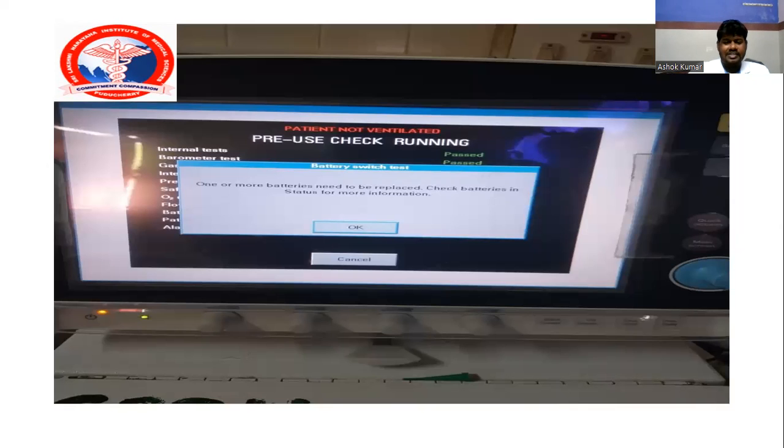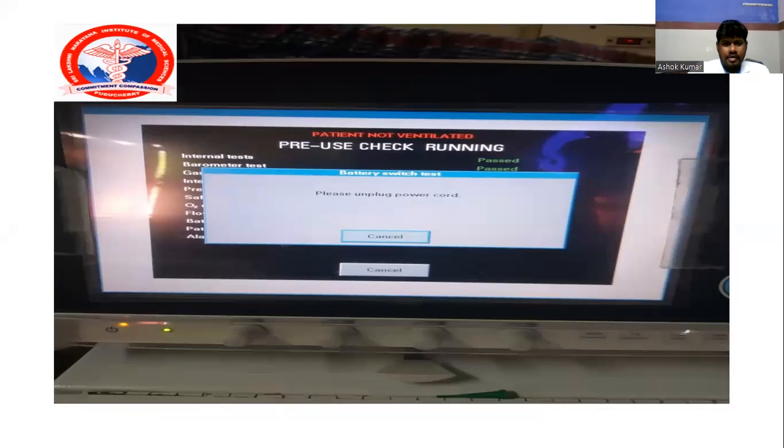In case of emergency power shut off, we have a battery backup for the safety of the patient who is ventilated. So battery test is necessary for all mechanical ventilation, particularly in hospital setup. There is a poor electrical supply. So one or more batteries to be replaced and the battery status to be checked for more information to prevent risk to the safety of mechanically ventilated patients.